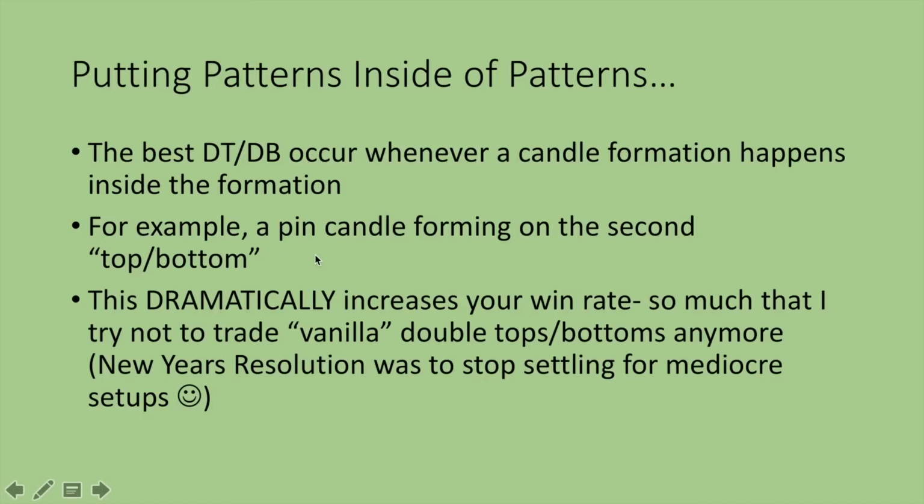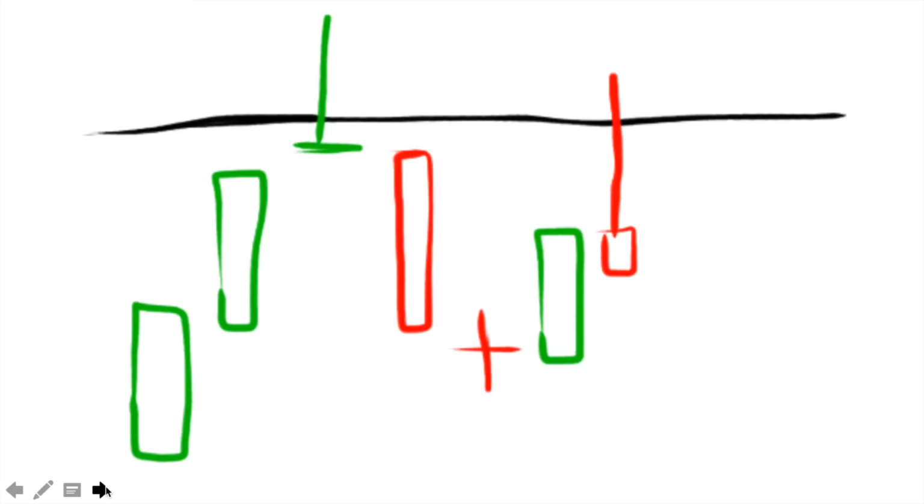So for example, if you saw a pin candle forming on the second top or the second bottom, right? That dramatically increases your win rate. I mean, I cannot stress that enough. Your win rate, I don't have the numbers here, but I'm just going to tell you from experience, it dramatically increases your win rate, right? And so, like I said, vanilla double tops and bottoms, while they do work, if you trade a pattern inside a pattern, they work significantly better, right?